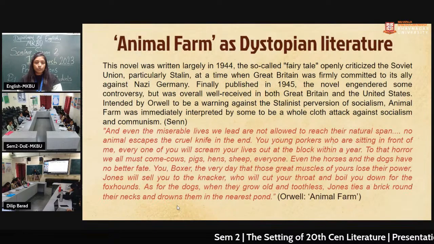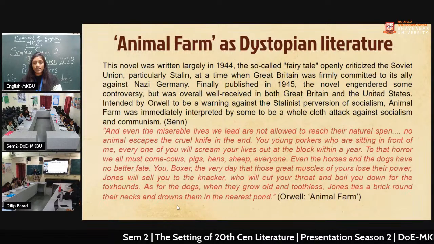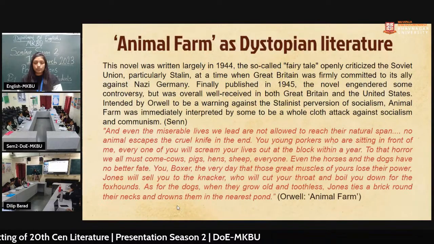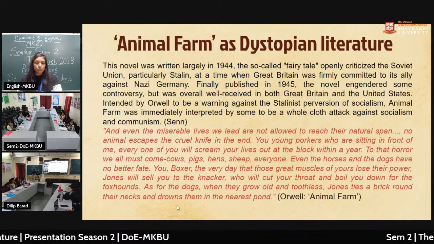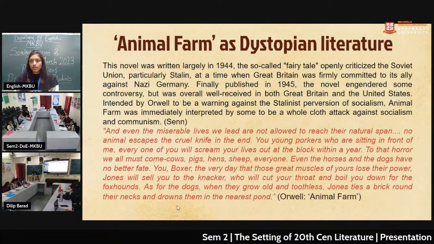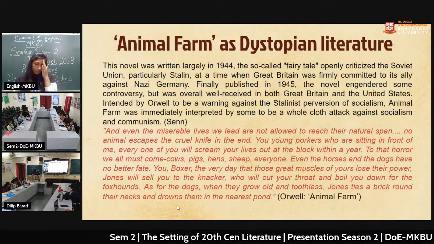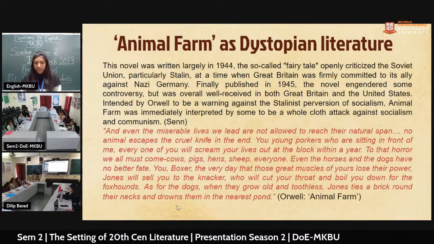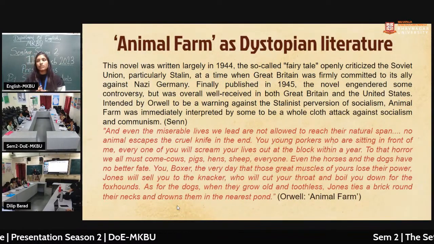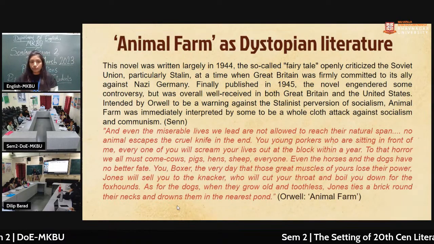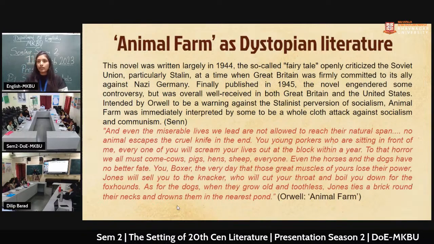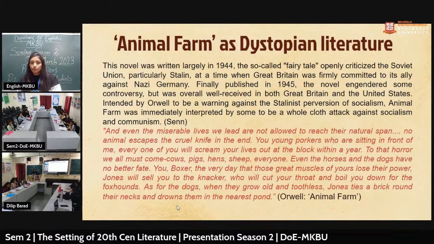Intended by Orwell to be a warning against the Stalinist perversion of socialism, Animal Farm was immediately interpreted by some to be a whole cloth attack against socialism and communism. In the opening dialogue of the novel, we find the speech of Old Major. Here George Orwell tried to attack politics also, and if we see the political interpretation of Animal Farm, we find Old Major stands for Marx, and Marxism.